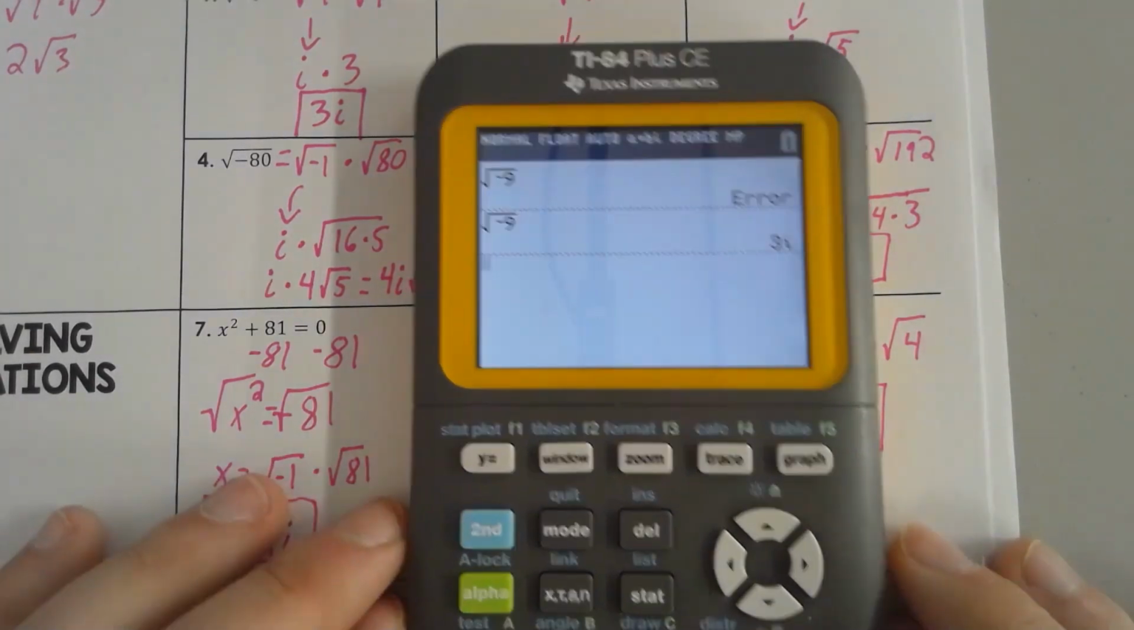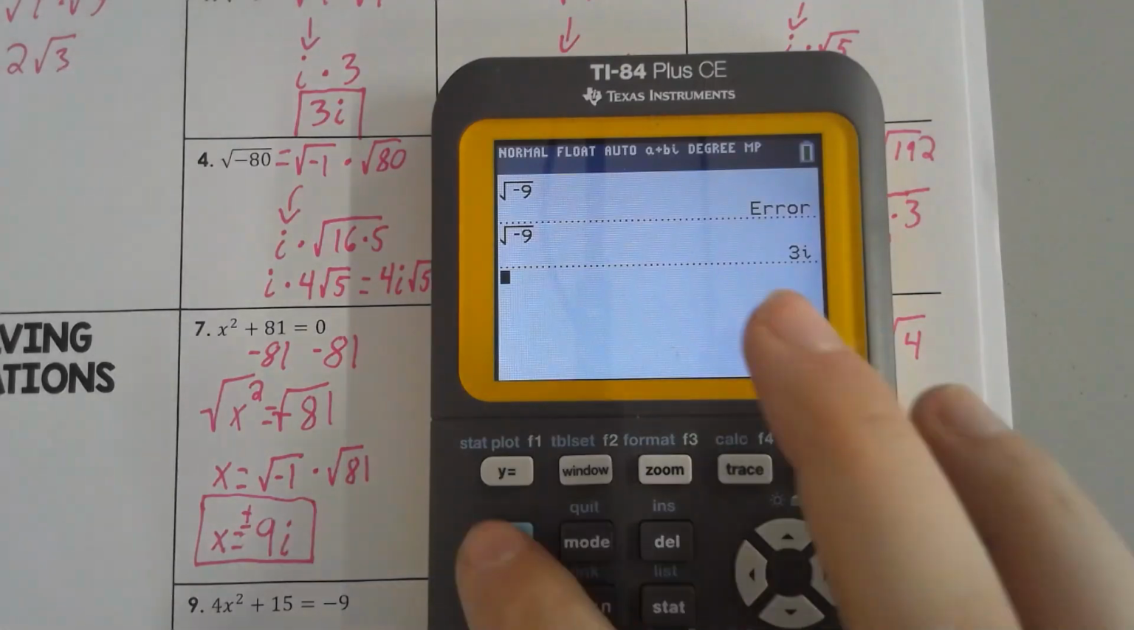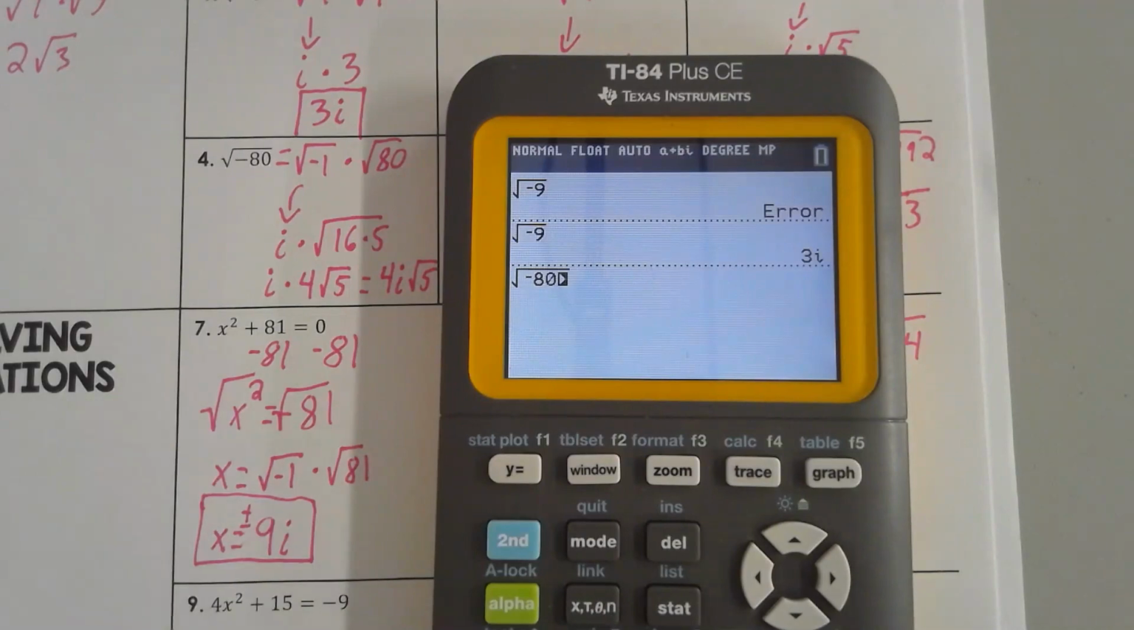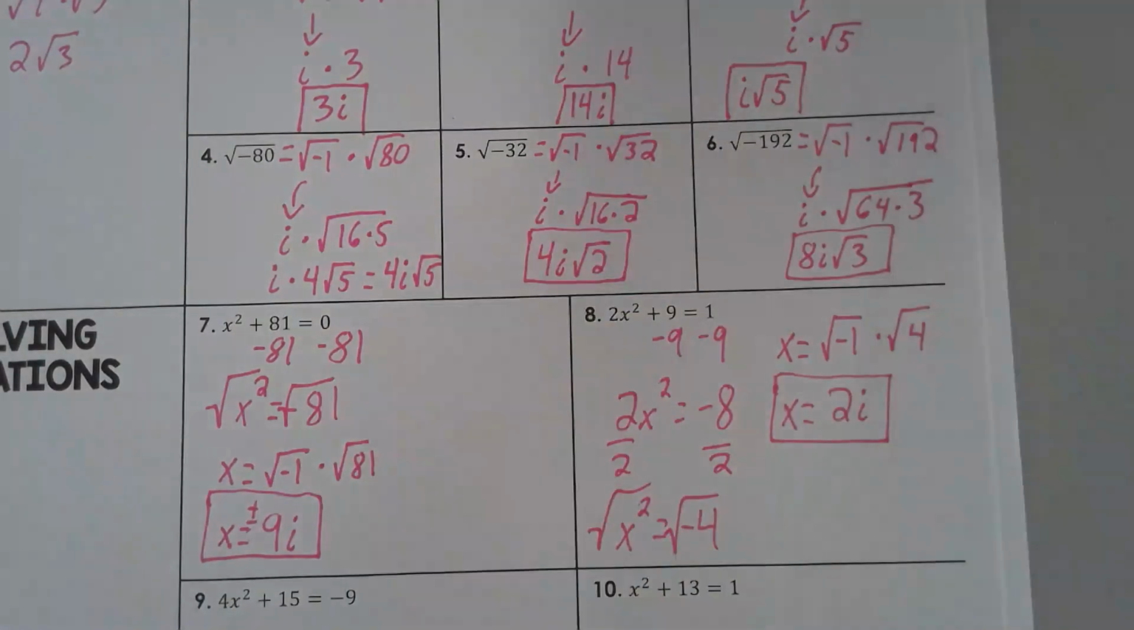However, it works for perfect squares. But if I did number 4, negative 80, that's not a perfect square. It's going to give me a big long decimal. So we still have to know how to simplify by hand to get down to an answer on ones that aren't perfect squares. But you can use a calculator to check your work once you get to the end, to see if what you did is right. So, that being said, go ahead and do 9 and 10 on your own.